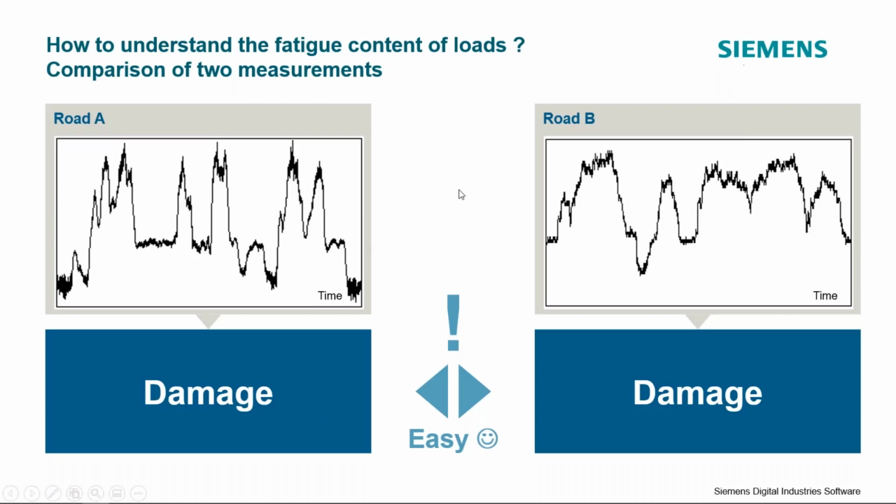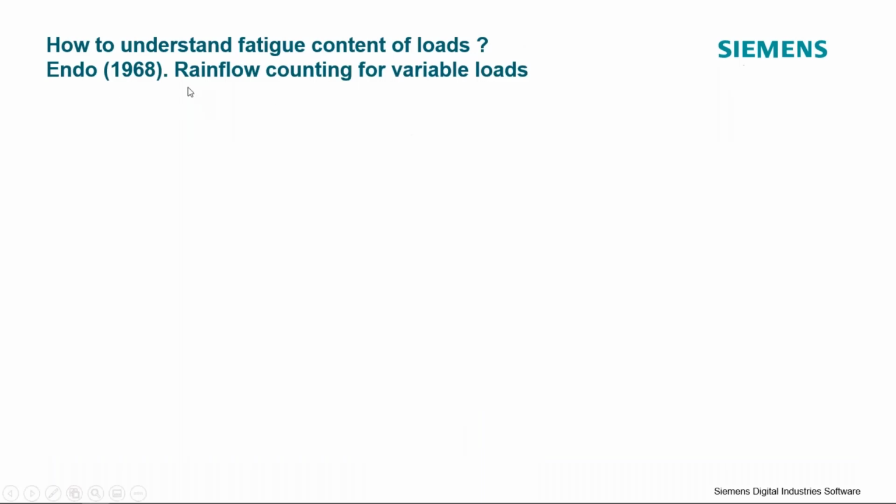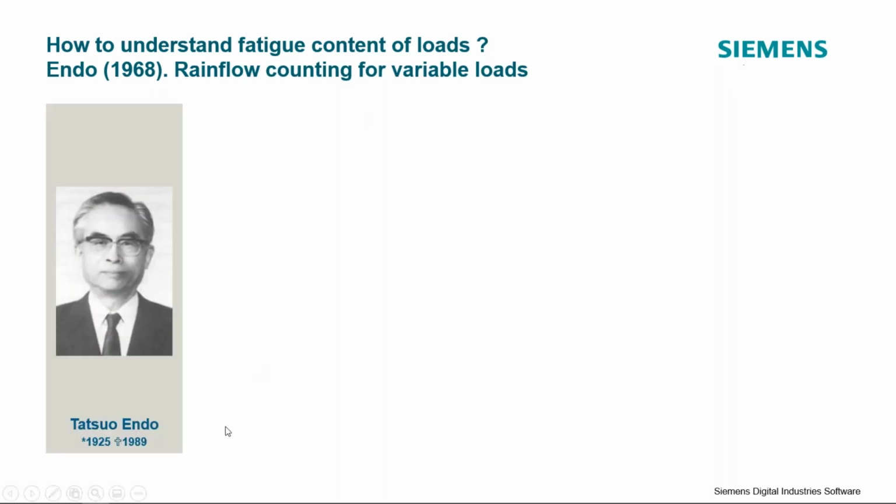Before we apply Miner's rule, and we'll discuss that again a little later in this presentation, we need to break down these complicated load histories, so road A and road B, into something that's a little easier to understand or analyze. And the way we do that is by doing something called a rain flow count. Rain flow counting is a histogram method where we analyze a time series and we break it down into its basic load cycles.